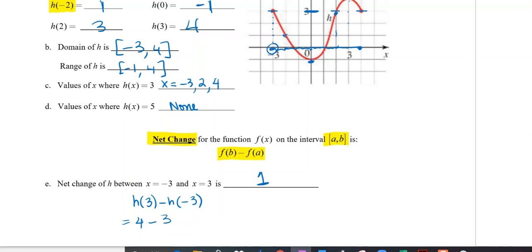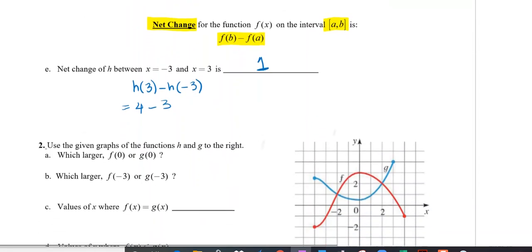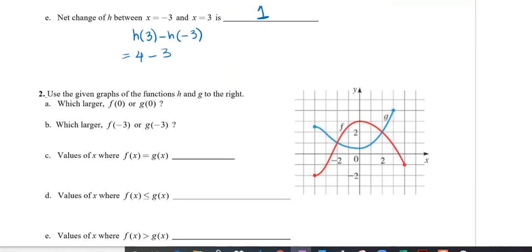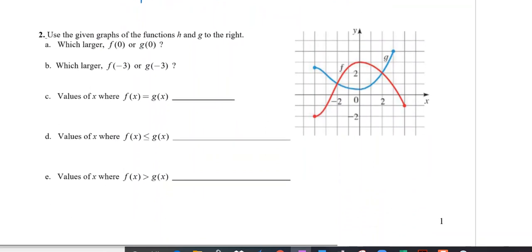So you just have to remember this terminology. Net change means the difference between the y values, the change in the outputs. When we do application problems, this will make more sense why we even talk about it. Here's another example of two graphs given now. F is the red graph, G is the blue graph.